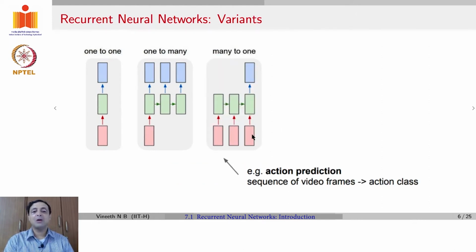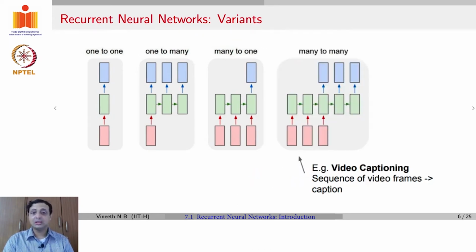Similarly, you could have a many-to-one architecture where you have inputs at multiple time steps, but you make a prediction at one particular time step. What's an example here? Action prediction, where you have a sequence of video frames as input and the model has to give one particular class after seeing the full input sequence. For example, after seeing a complete video of, say, a football game, the outcome should predict whether that snippet of the video was a goal scoring event or not.